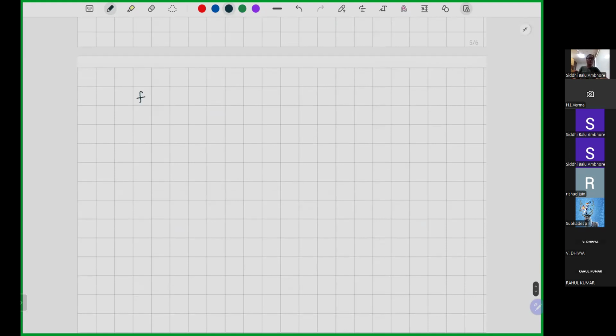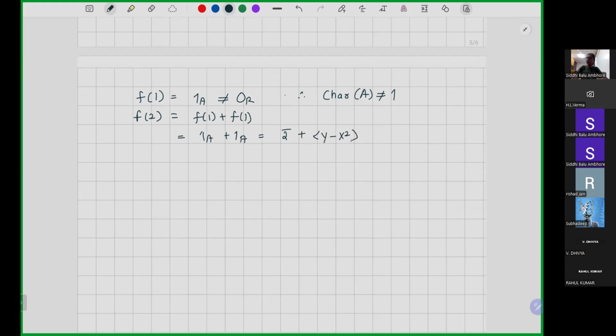So what is f of 1? F of 1 is again 1a, which is clearly non-zero in this setup. Therefore, the characteristic of A is not equal to 1. Similarly, what is f of 2? It is f of 1 plus f of 1, which is 1a plus 1a, which is 2 bar plus the ideal (y minus x square), that is 2 times 1a.